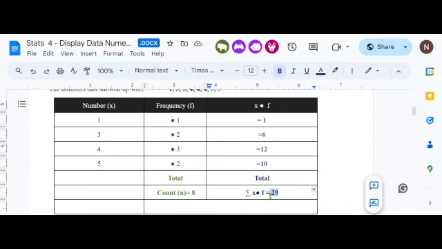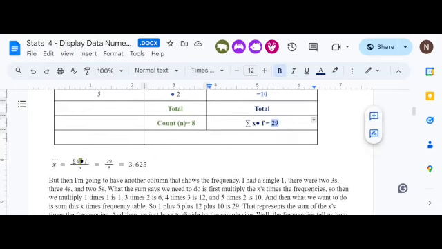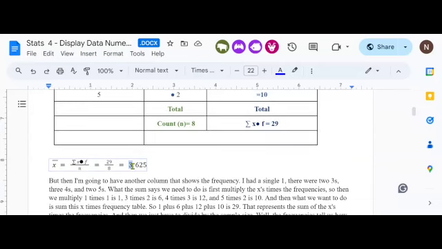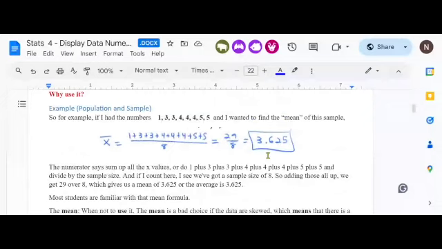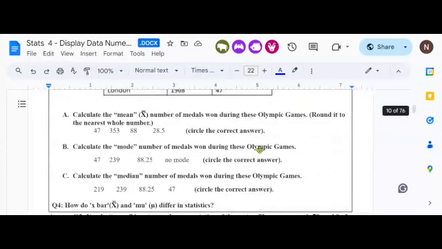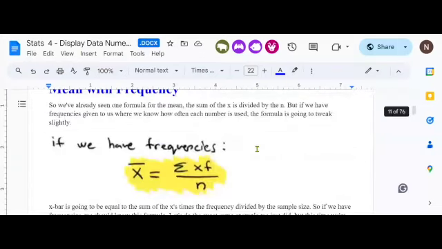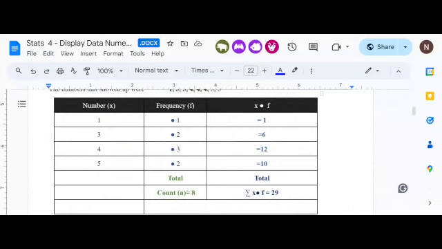How much is the total? 29. So we take the 29 and divide by how many numbers? 8. So what's your average, or the mean? 3.625. It's the same number we got at the top here. So either this way or that way, you still get the answer. But remember that we're going to be working more on frequency tables, so you have to get used to this new method.